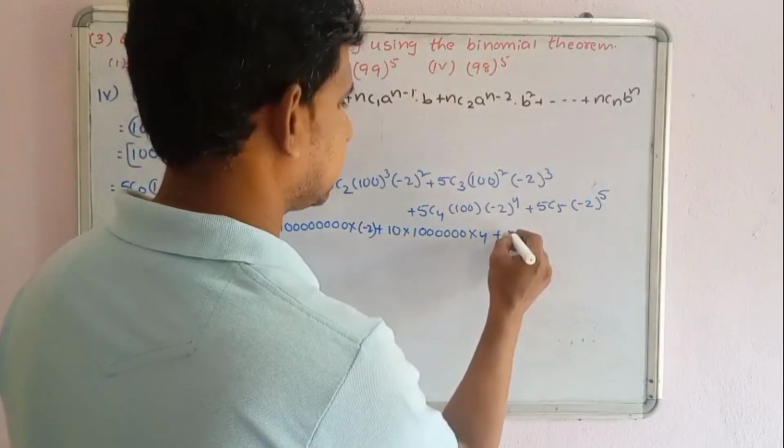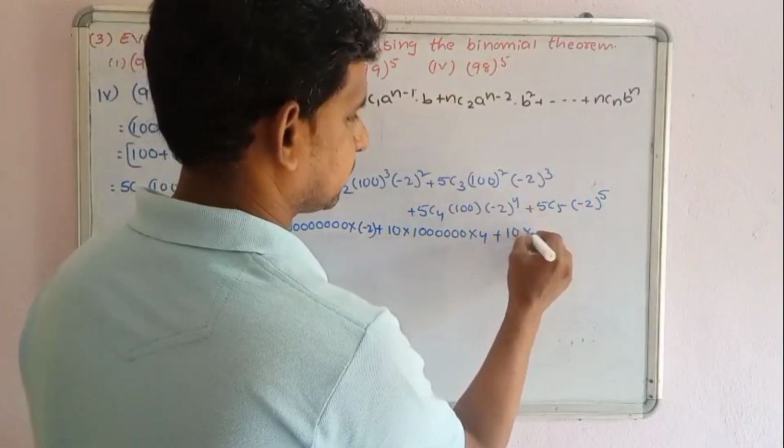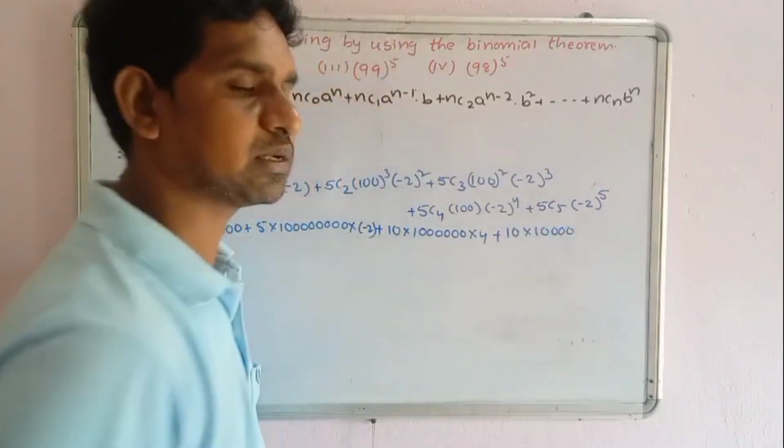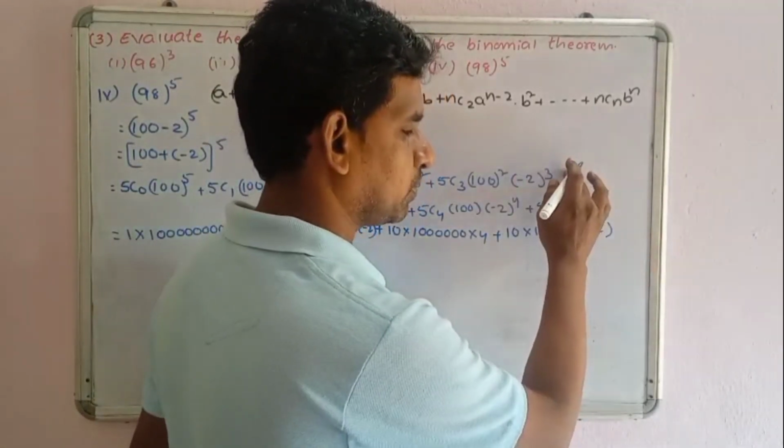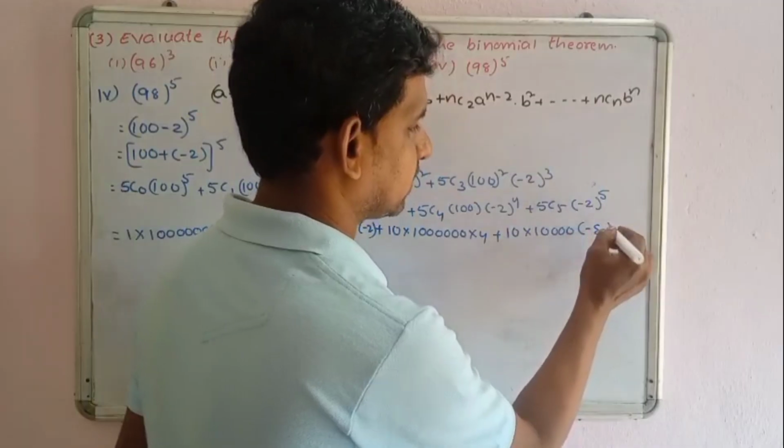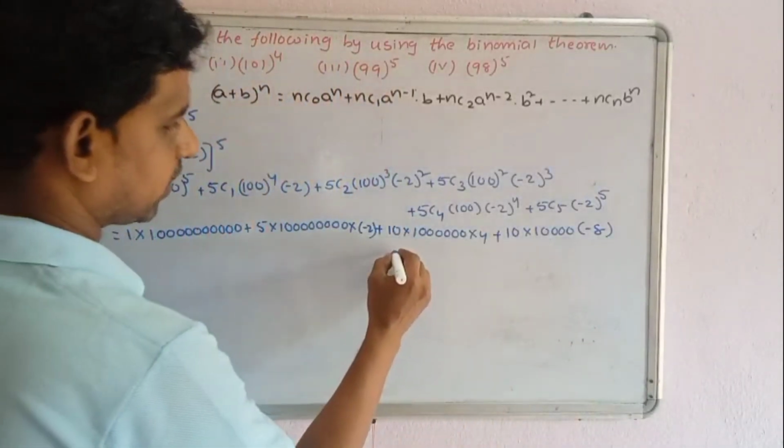So 5c3. 5c3 value also 10. 100 square 10,000. Minus 2 cube. So minus 2 cube means negative 2 cube, value 8. Next 5c4.